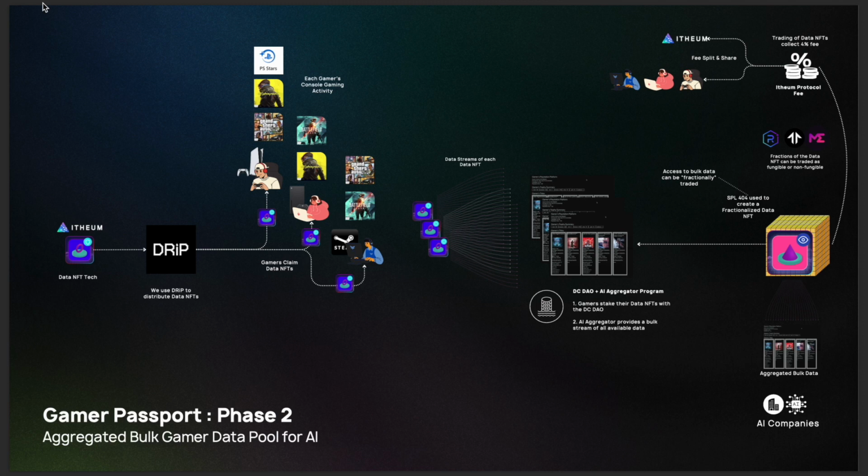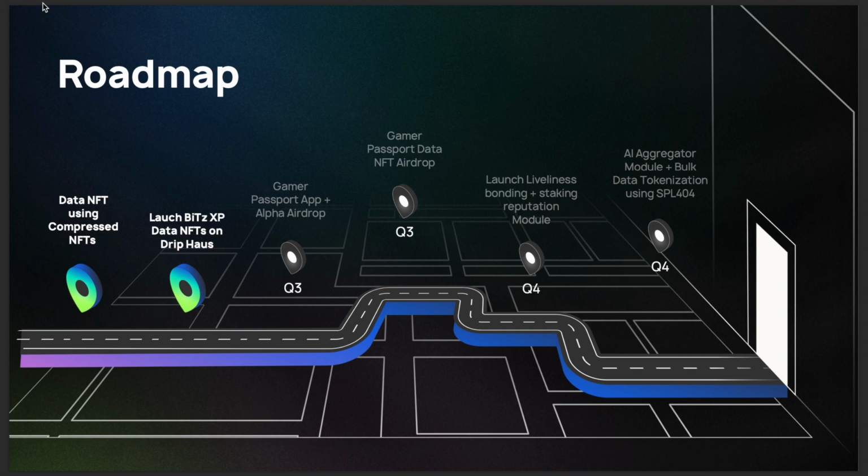An AI aggregator will bulk all the Gamer Passport data shared with consent and tokenize the bulk data set using hybrid fractionalized NFTs, which can then be traded on DEXs and NFT marketplaces. The trade of these data NFTs will collect a protocol fee, which is then shared between the protocol and the users.